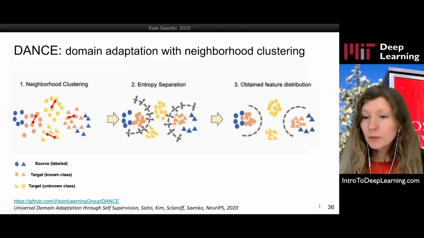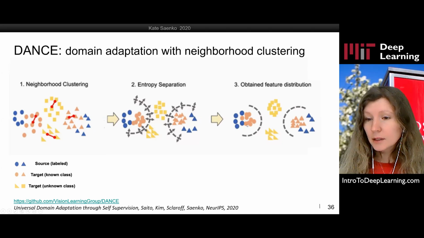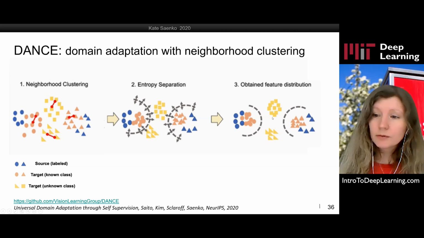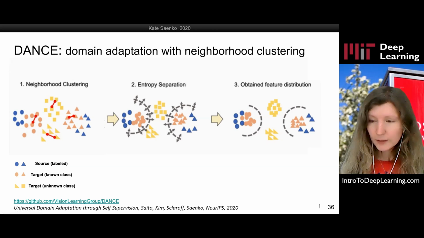And so finally, what we obtain is an encoder that gives us this feature distribution where points of the same class are clustered close to the source, but points of novel classes are clustered away from the source.